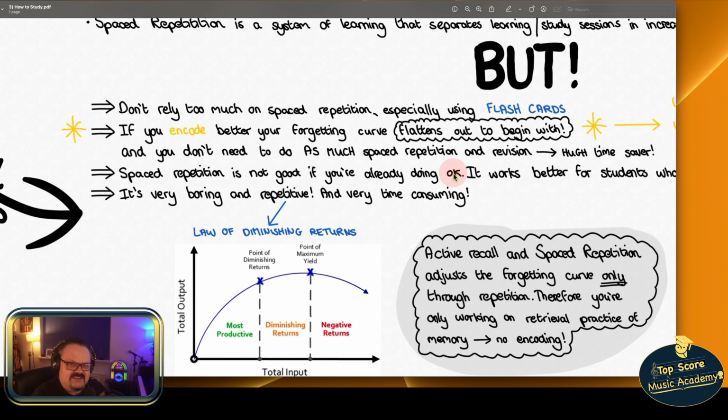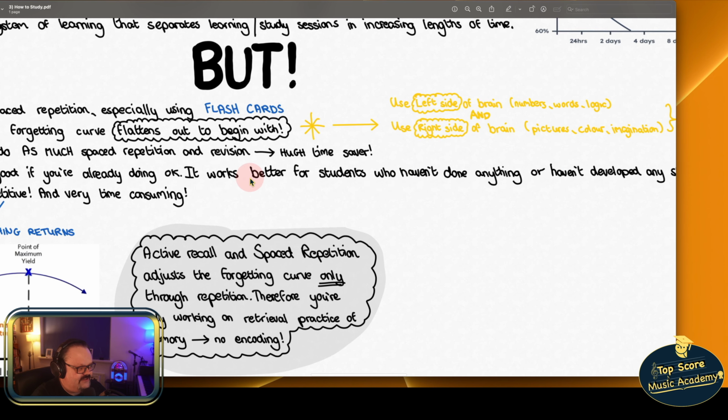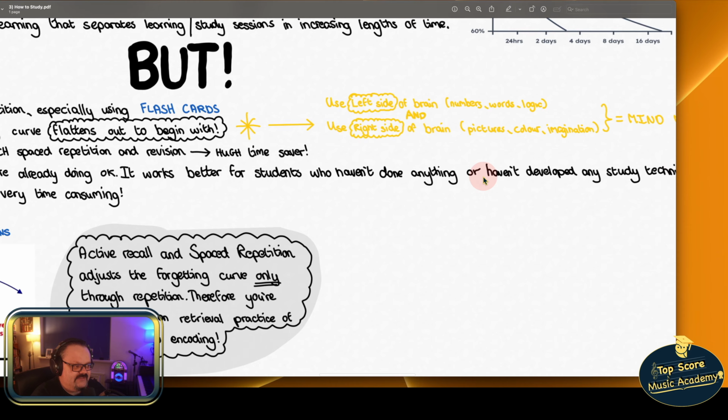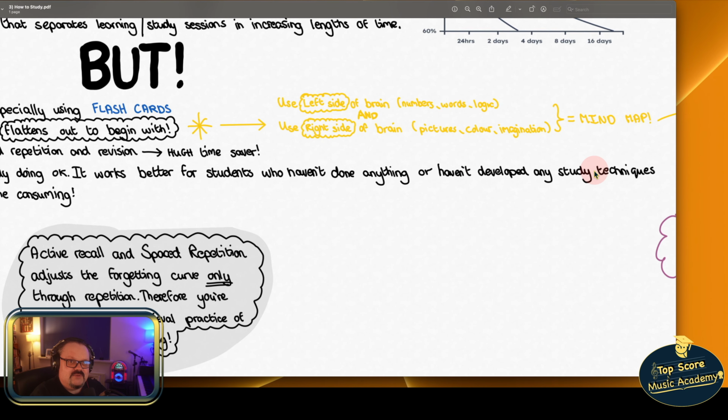So the research is beginning to show that for some students it is. It works better for students who haven't done any revision process at all or haven't developed any study techniques. Of course, as soon as you give them a system like spaced repetition, you're going to see improvement, you're going to see results. But to be honest, if you gave them any sort of system, any sort of structure for the revision, they're going to improve anyway because they weren't doing anything to begin with. So it works for students who haven't found an effective revision strategy yet.